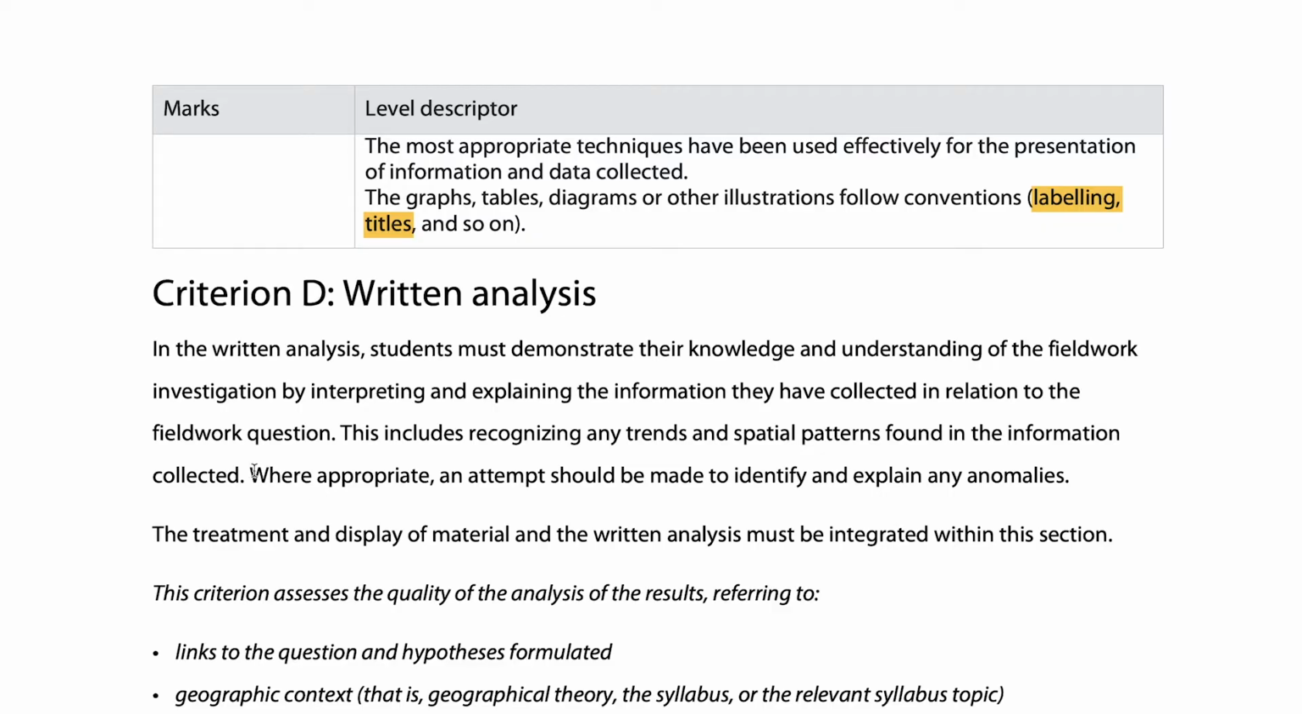Actually, one last thing I want to point out is that it also says that where appropriate, an attempt should be made to identify and explain any anomalies. So this is actually perfect. If you get any anomalies, it is awesome, because you can explain why this occurred. So you can show some geography knowledge as well.